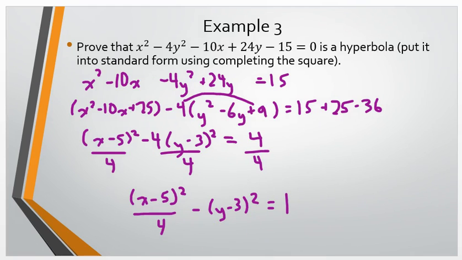So that's it. We have proven that we have a hyperbola because completing the square enabled us to get it into the standard form of a hyperbola. So that's all for our studying the hyperbola shape.